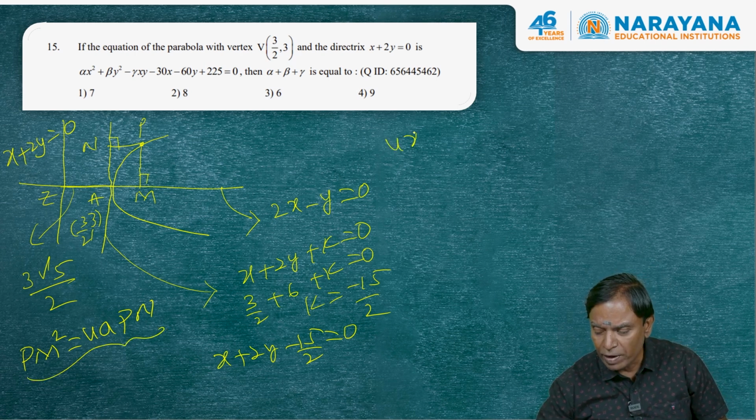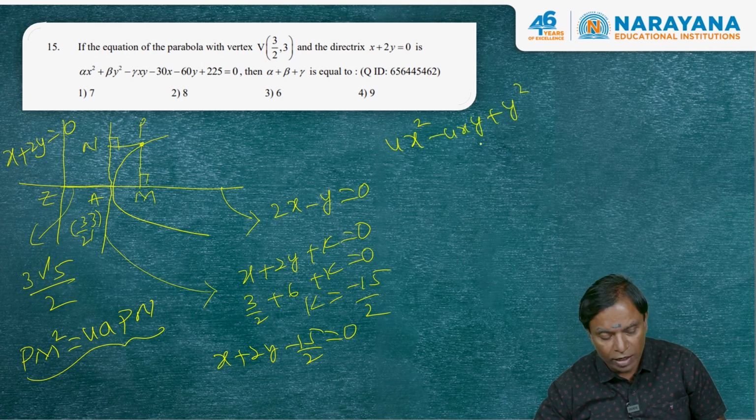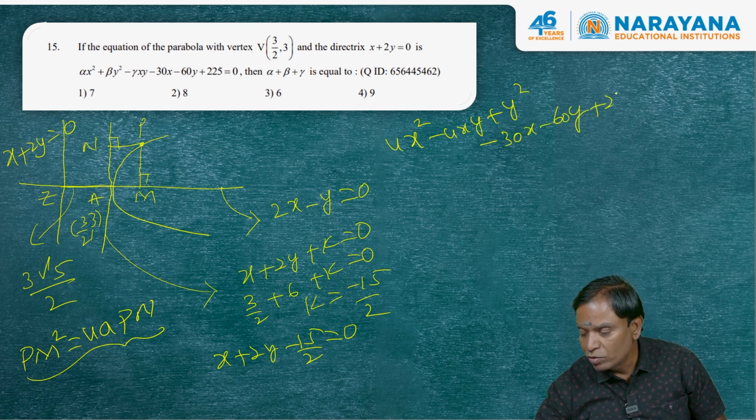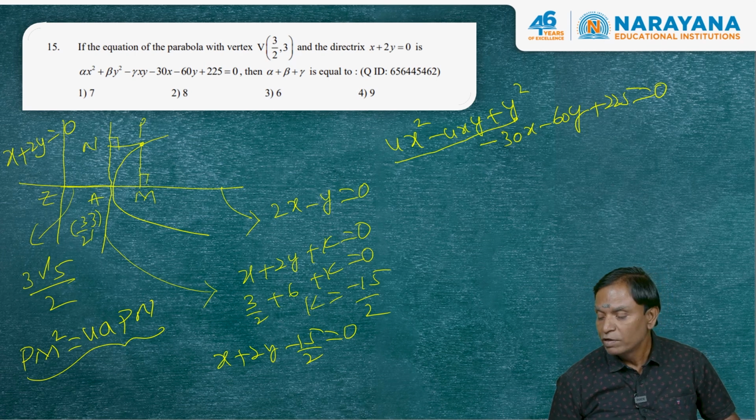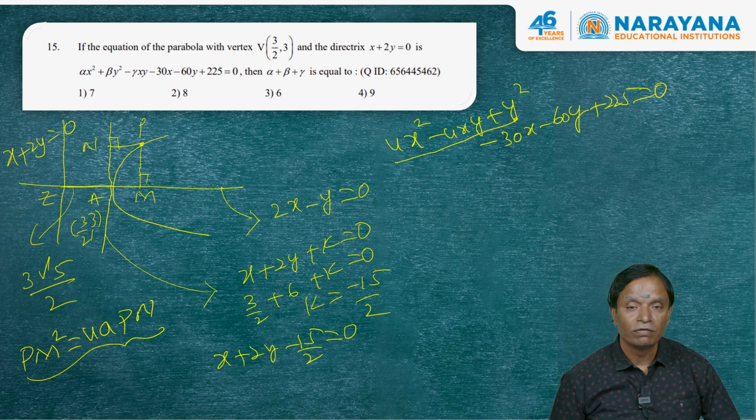Your equation of the parabola, you'll be getting it as 4x² − 4xy + y² − 30x − 60y + 225 = 0, which gives you alpha is 4. According to the equation, whatever they are given, alpha is 4, beta is 1, gamma is 4. So you are asked to find alpha plus beta plus gamma, which gives you 9, right?